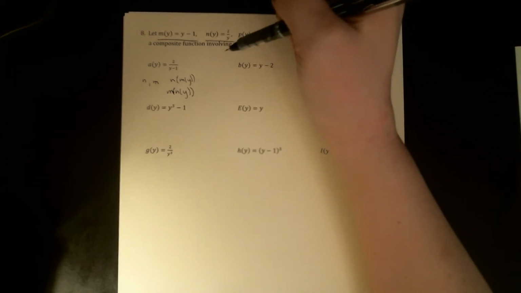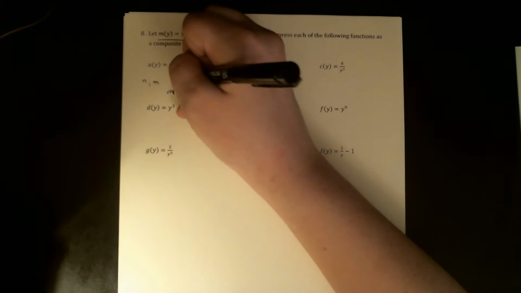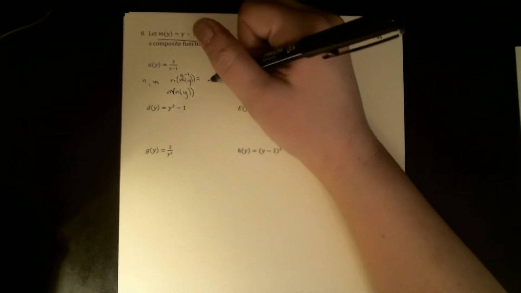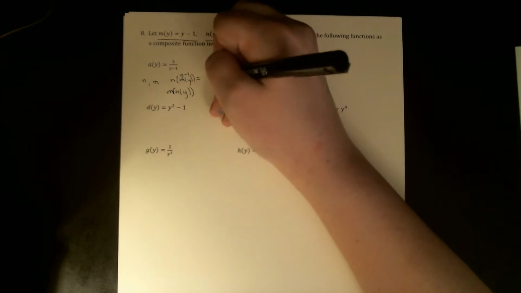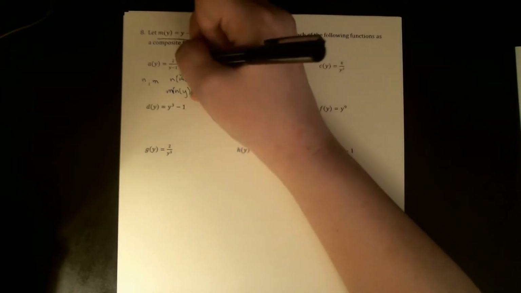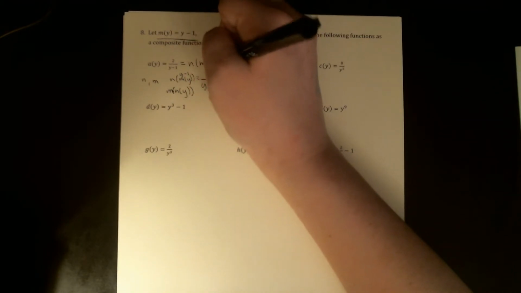Okay, and you can just check these. If you can see it, great. If not, go for it. So m of y is a y minus 1. If I plug a y minus 1 into function n, it will give me back 2 divided by y minus 1. This looks great, so I think that's my answer. This function is equal to n of m of y.